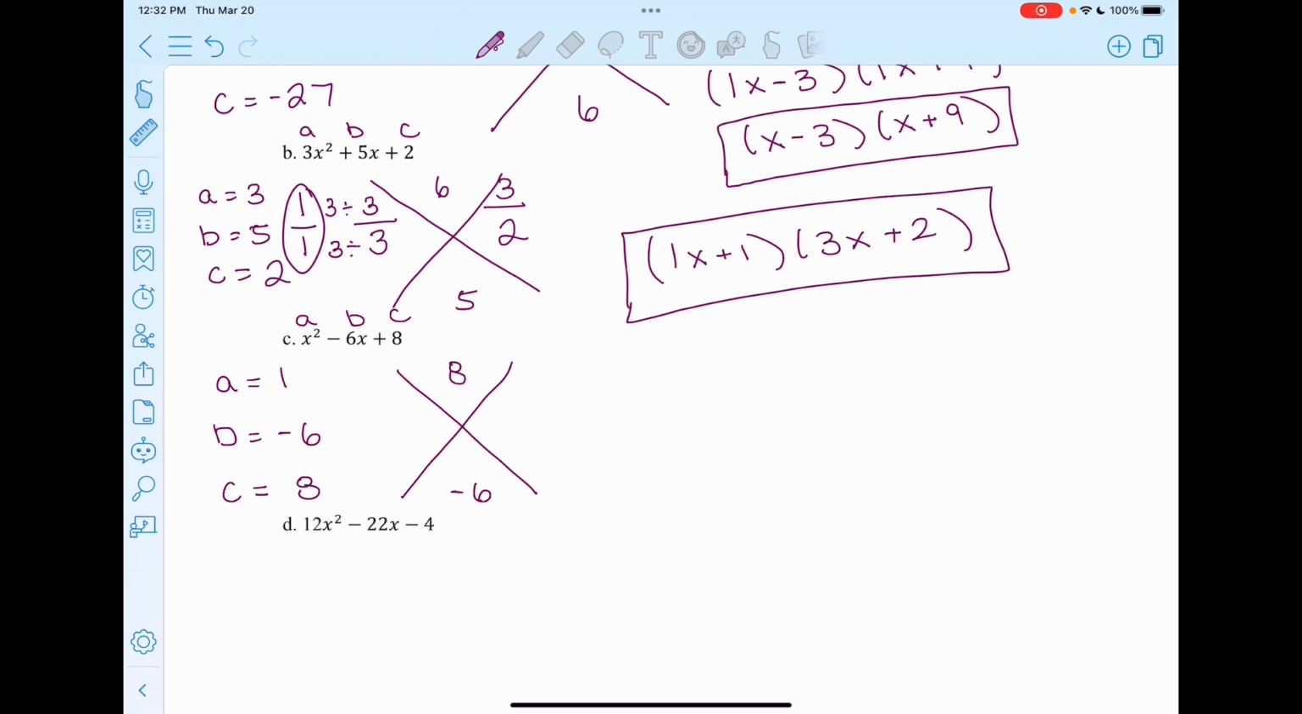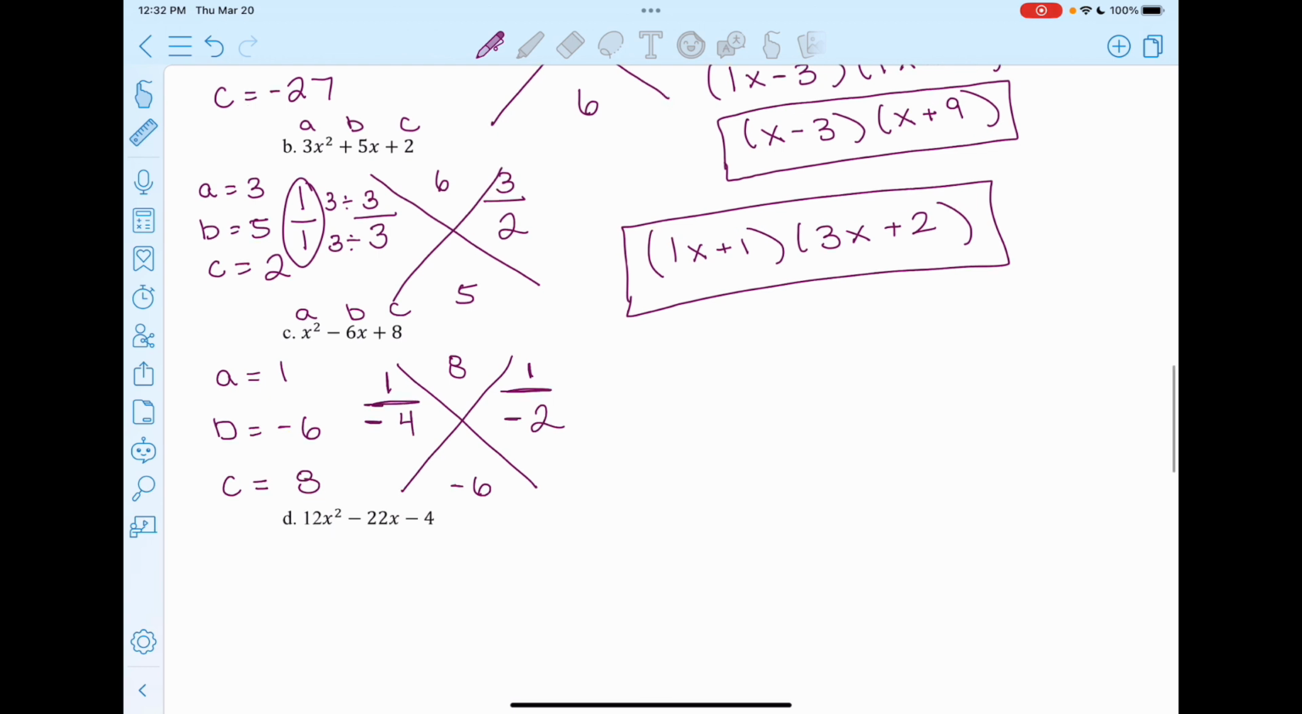The only way to do that is to make both of my numbers negative, because when you multiply two negatives together, they'll cancel out to a positive, but when you add two negatives, your value will still be negative. So I'm going to go with negative 4 and negative 2, because that will multiply to positive 8 and add to negative 6. I'm going to put my a value on top.